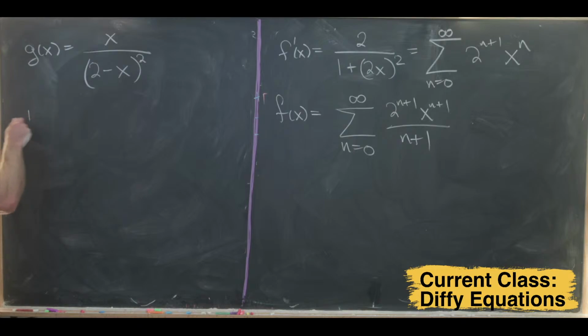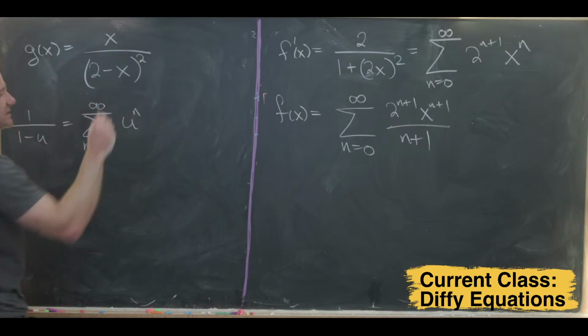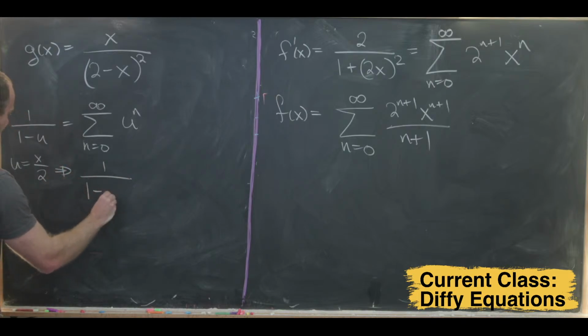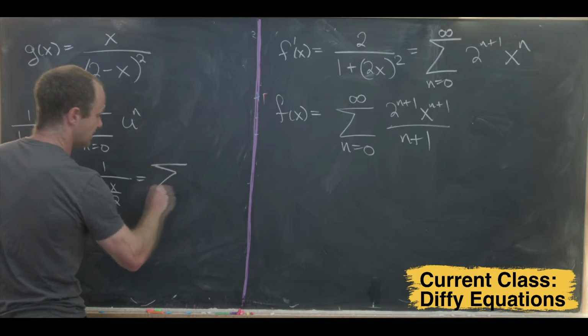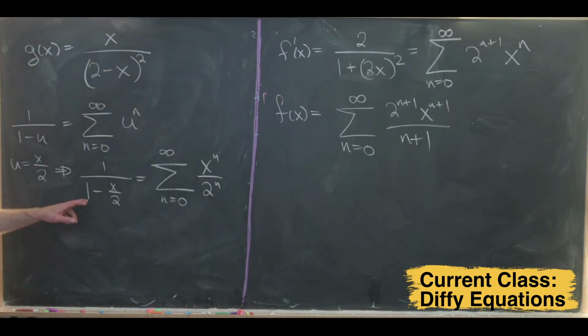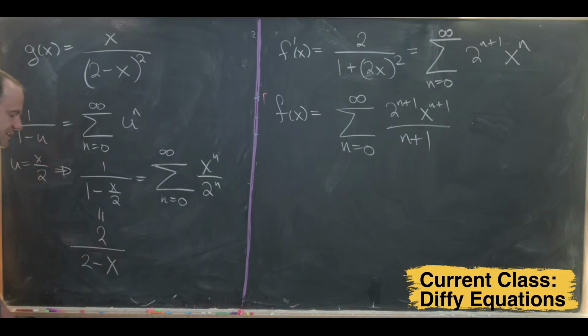So again, we know 1 over 1 minus u is the sum as n goes from 0 up to infinity of u to the n. But we've got something squared in the denominator. Actually, let's take care of this 2 first. So how could we do something with this 2? Let's maybe replace u with x over 2. So that gives us 1 over 1 minus x over 2 equals the sum as n goes from 0 to infinity of x to the n over 2 to the n. Then we can multiply the numerator and the denominator of this by 2, giving us 2 over 2 minus x.